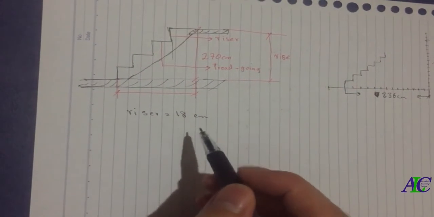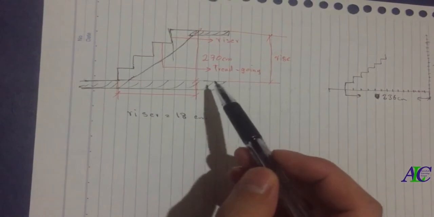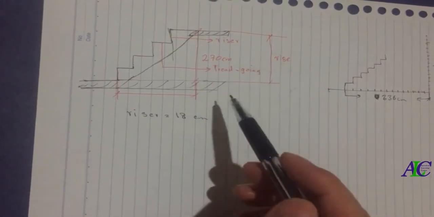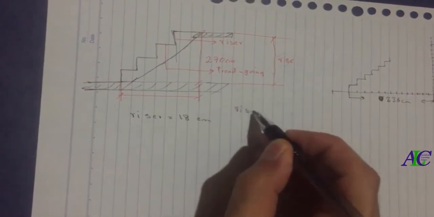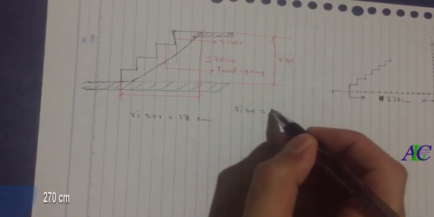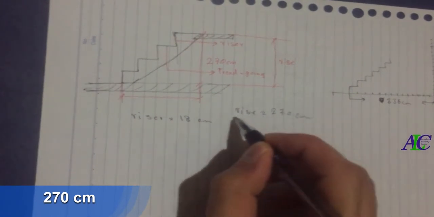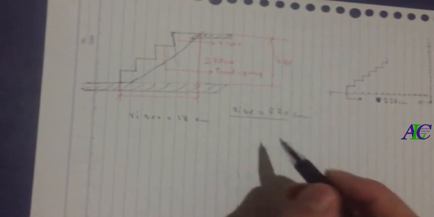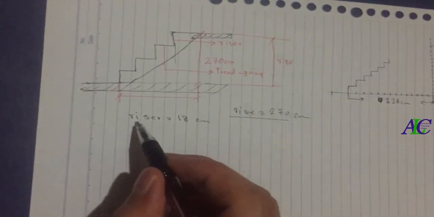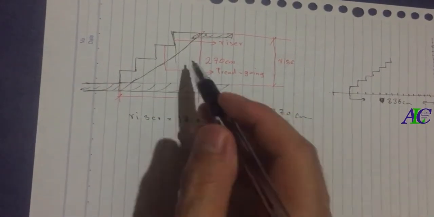Welcome guys. In this tutorial I'm going to show you how to calculate and draw the staircase. Suppose that our rise is 250 centimeter. This height from here to here, 250. So I'm going to choose the riser 18 centimeter. So how to find the step?